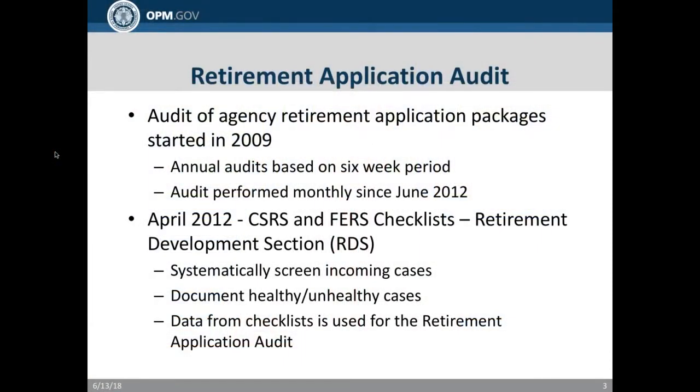So the application audit began in 2009. It was based on a six-week period of data, and it was done annually up until 2012. And prior to that, the data was collected from the claims examiners that were processing the cases. In 2012, the responsibility moved to the retirement development section. And this is where the SIRS and FERS checklist was created, in 2012. And the customer service specialist used that in the retirement development section to review cases and determine if they were healthy or unhealthy. And also that is where the data was taken for the application audit.